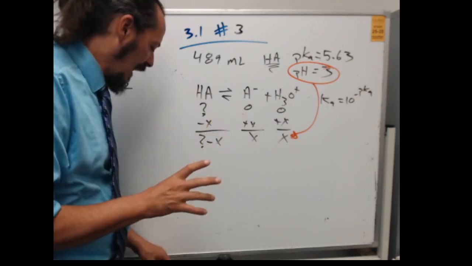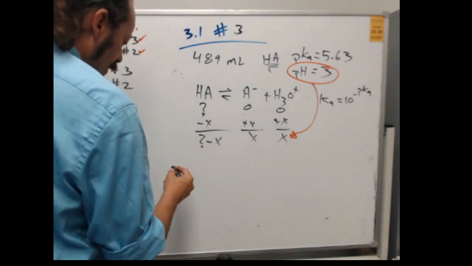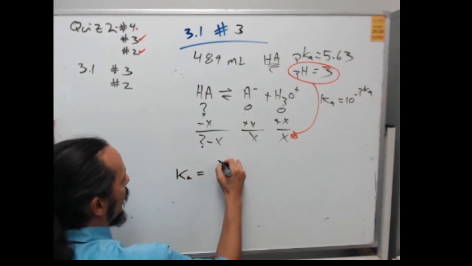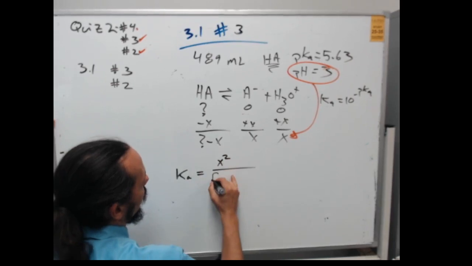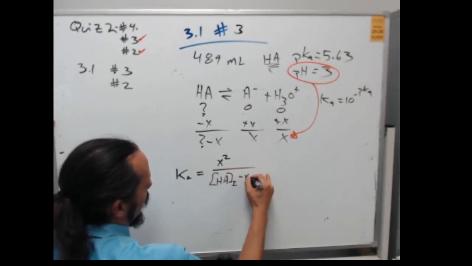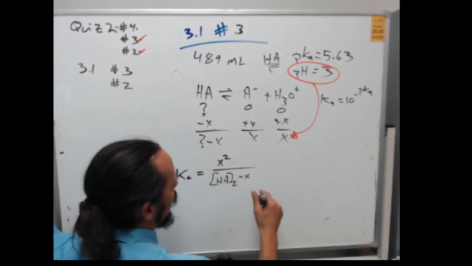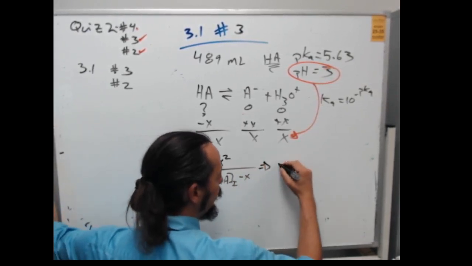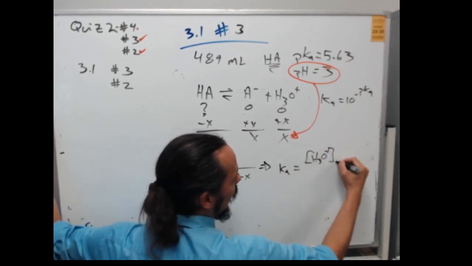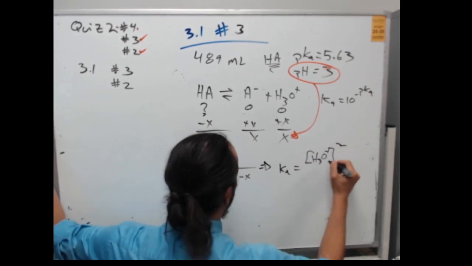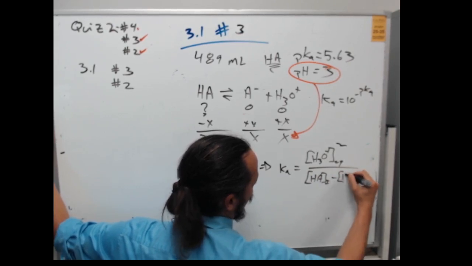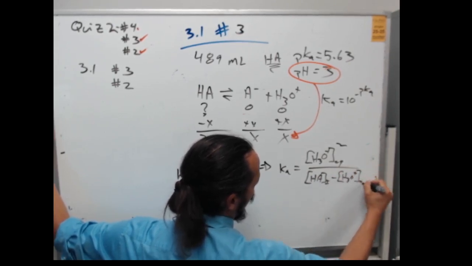Give it a shot. Now, we're going to end up with something that looks really familiar. We usually end up getting to something like this. Ka equals x squared divided by HA initial minus x, where I can actually even replace that with Ka equals H3O plus at equilibrium squared divided by HA initial minus H3O plus at equilibrium.